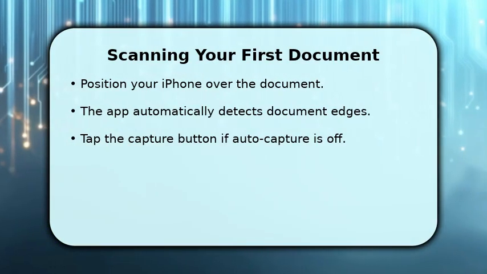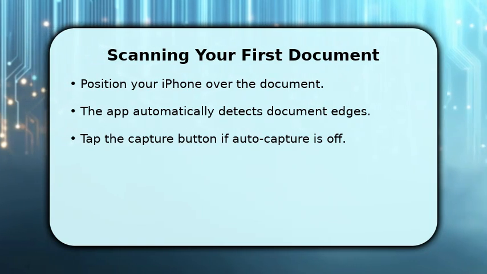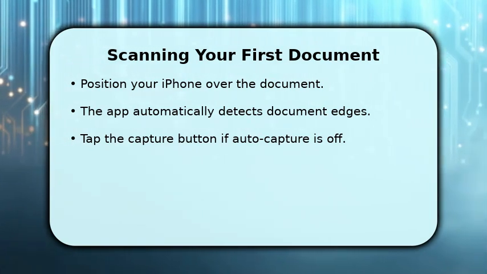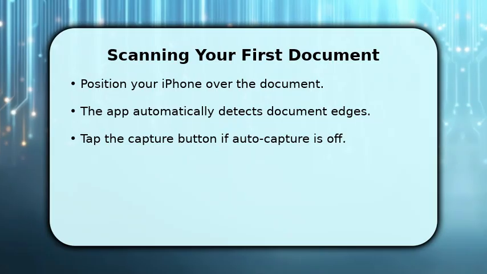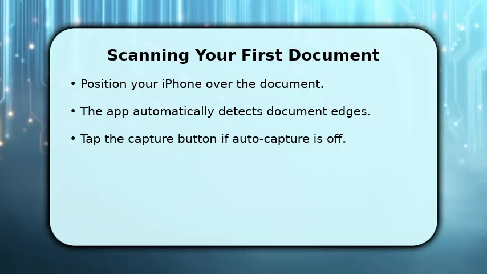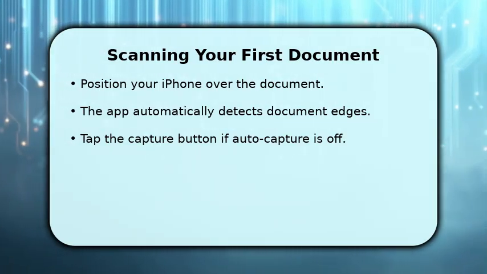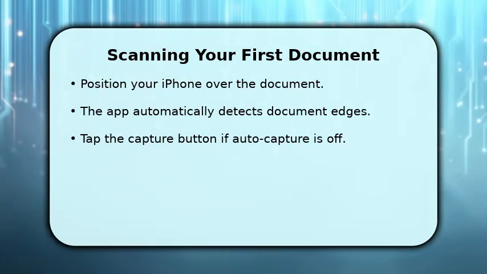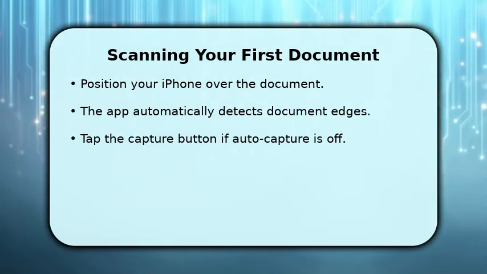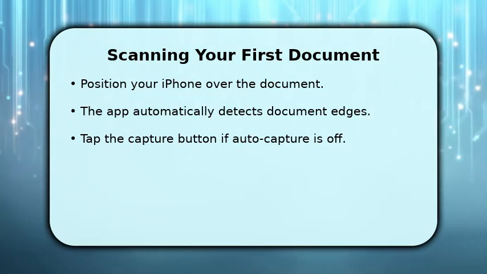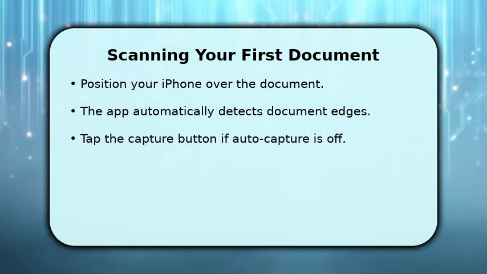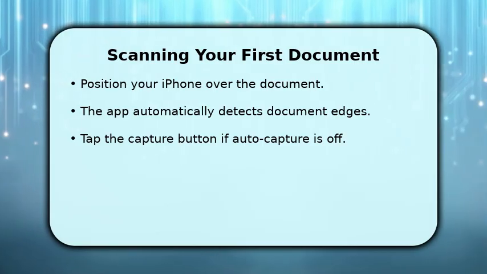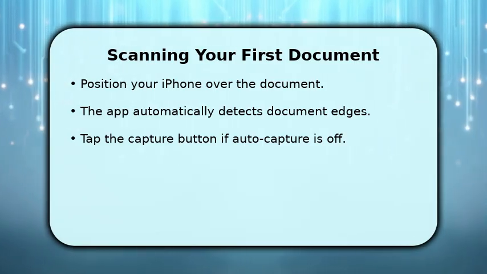Now that the app is open, place your iPhone directly above the document you wish to scan. Adobe Scan is quite smart. It uses advanced technology to automatically detect the edges of your document, outlining it with a blue border. If auto capture is enabled, it will take the picture for you. Otherwise, simply tap the large white capture button at the bottom of your screen.